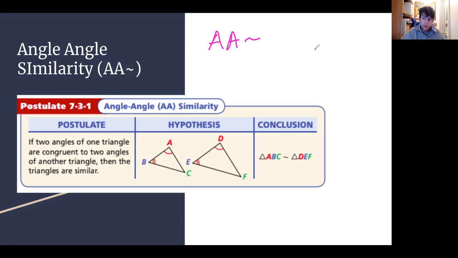We don't need to know anything about the sides. We can just use two angle pairs. Kind of cool, kind of convenient. This one is probably the most used. If I had to just pick one, angle, angle is probably the one that we'll use more often than the other. Let's go ahead and look at an example of applying this.